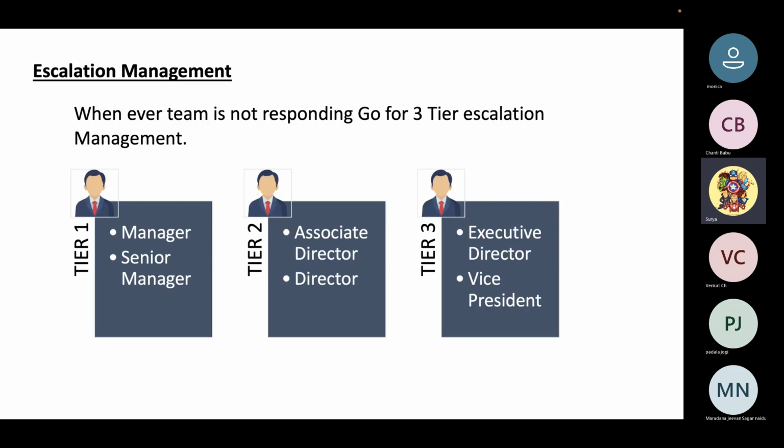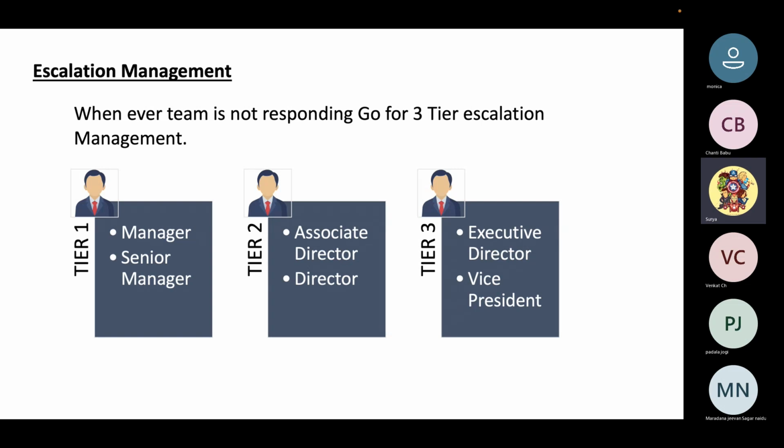Moving ahead, this is the escalation management. First you will reach the manager and the senior manager, and you will take some time. If they are also not responding, you will include the directors in the level 2 or tier 2 escalation, and if they are also not responding, you have that privilege, that right, to include the vice president of the organization to look into your issue. But it does not happen regularly. Everyone will work and respond to your pings and mails, or if you call them over phone, they will respond and be pretty polite.